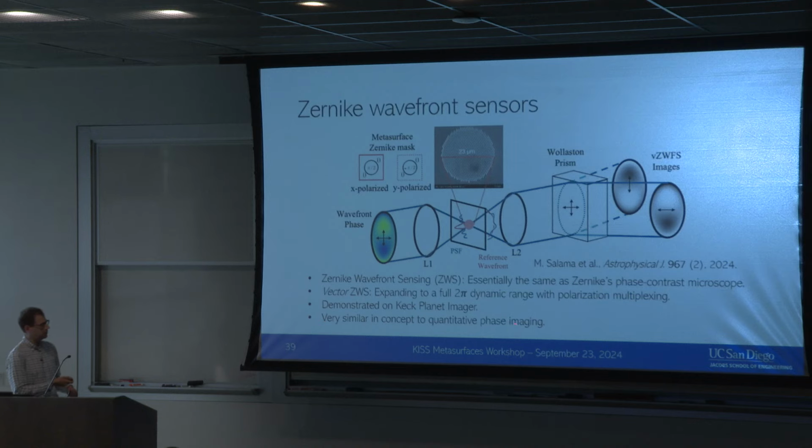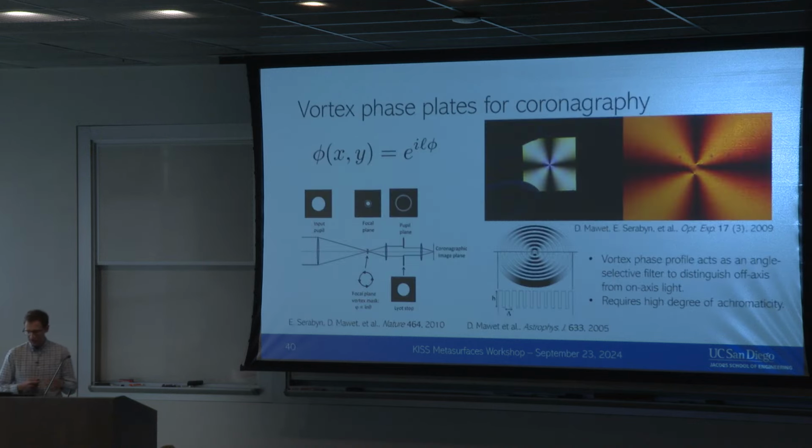This seems very similar to me to what people in microscopy do in the realm of quantitative phase imaging. And the last thing I'll talk about as a segue to Dimitri's talk is, of course, vortex phase plates for coronagraphy, which he and colleagues have been working on for at least 15 years. These have traditionally been realized with liquid crystals, and the idea is that when placed in a coronagraph, this vortex phase plate will disperse the light of the central star to be stopped by the Lyot stop, and will allow the light from the exoplanet to pass through with ideally very high contrast.